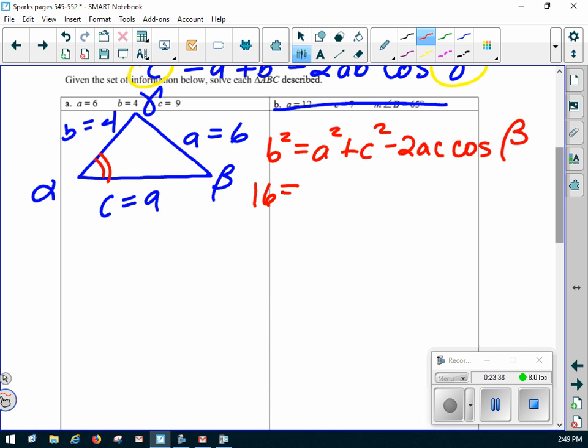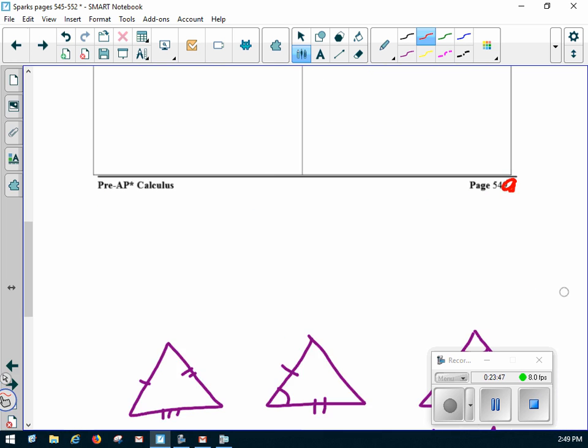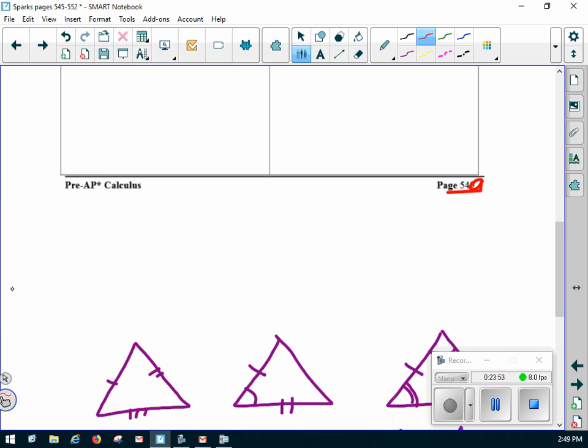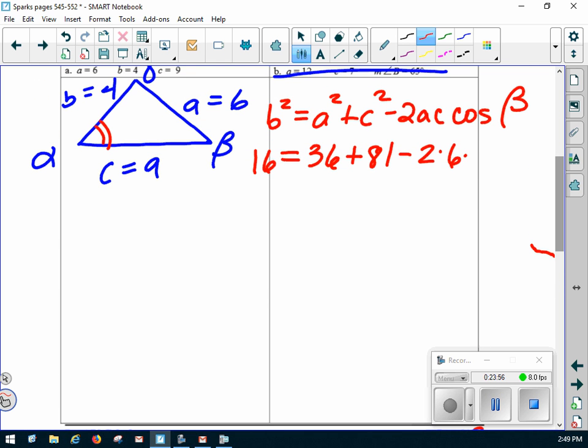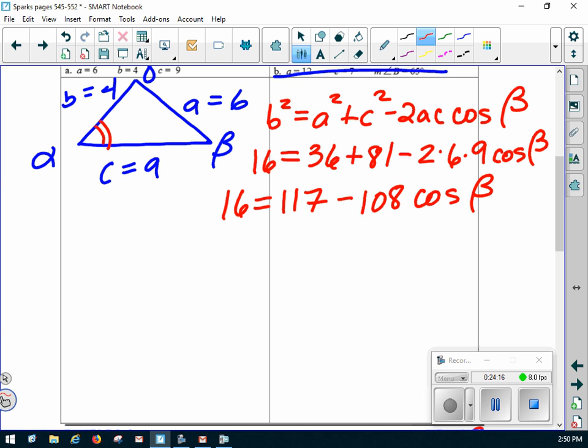B squared equals A squared plus C squared minus 2 times A times C times the cosine of beta. Now I'm just working it. You're working it. Have a look up here and tell me if I screw it up. Is that 117? What's that, negative 101?